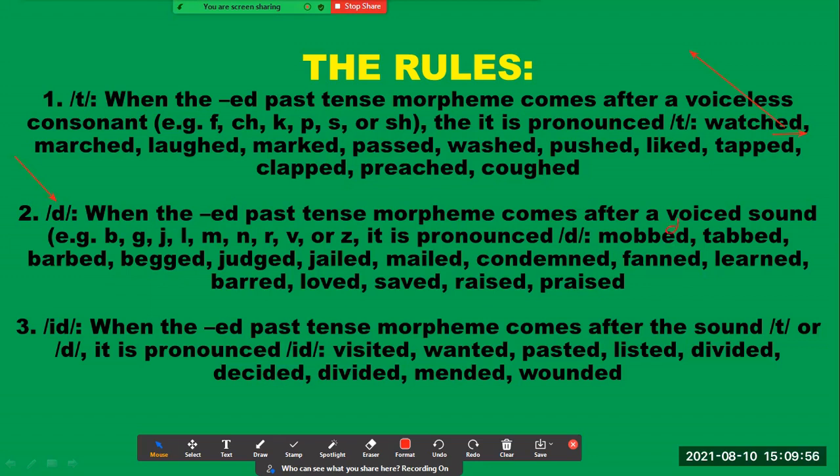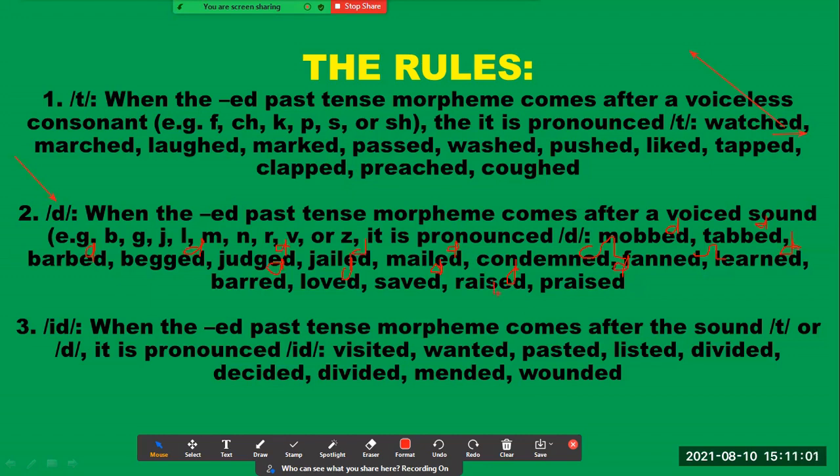When you talk of mobbed, what replaces ED is D. Mobbed, tabbed, babbed, begged, judged, jailed, mailed, condemned, fund, lend, bad, it is D. Loved, saved, raised, praised.